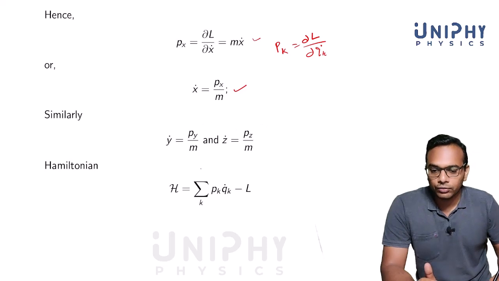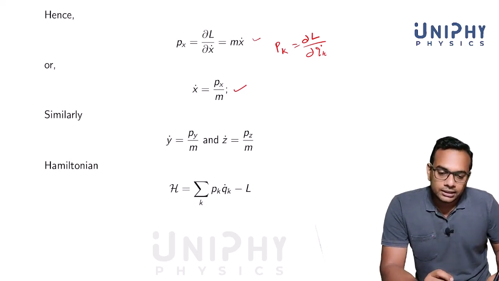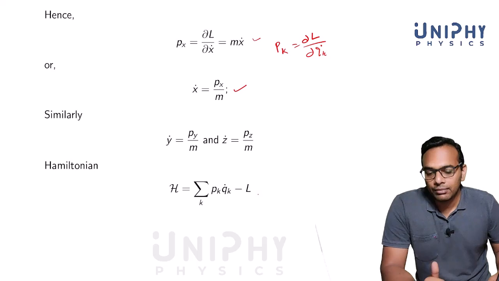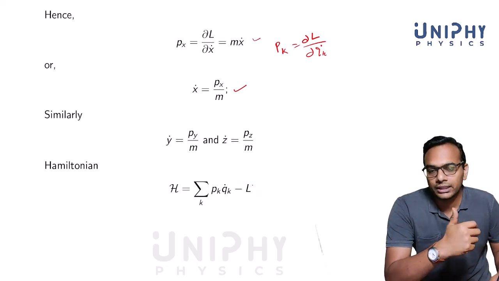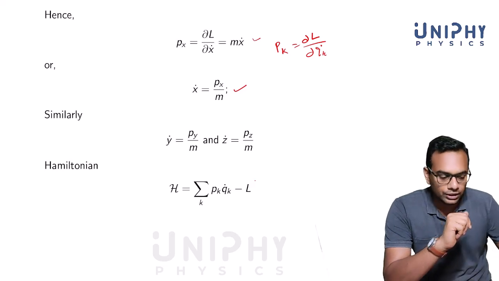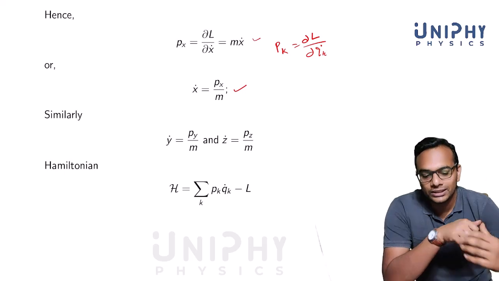Now we write the Hamiltonian, it's the summation over k of pk qk dot minus L. The summation I have put here explicitly. So this is the definition for the Hamiltonian. This is the general way of doing it. If you want to find the Hamiltonian of any given system, this is the standard procedure. This procedure always works.